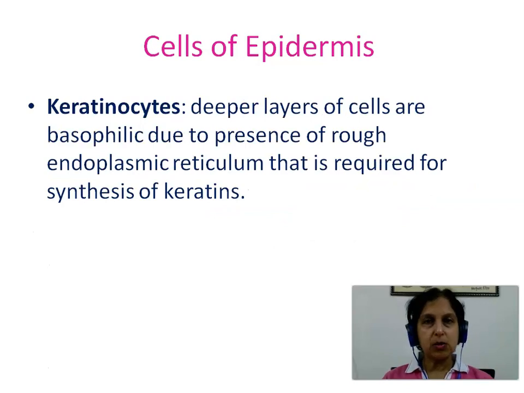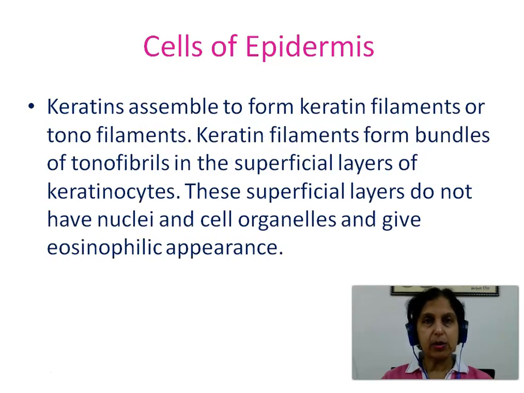The deeper layers of cells are basophilic due to presence of rough endoplasmic reticulum that is required for synthesis of keratins. Keratins assemble to form keratin filaments or tonofilaments. Keratin filaments form bundles of tonofibrils in the superficial layers of keratinocytes. These superficial layers do not have nuclei and cell organelles and give eosinophilic appearance.